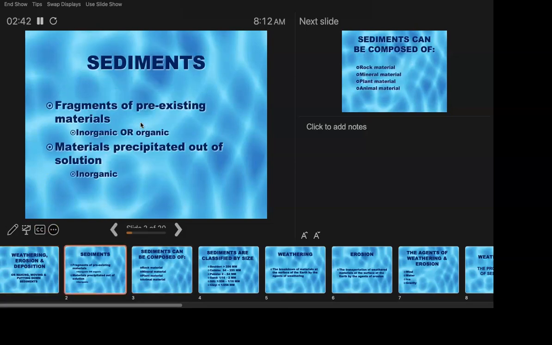All right. So, just a little defining here. This might sound a little redundant coming right off of the sedimentary rocks lecture, but that's okay. A little redundancy isn't bad. Helps with memory.